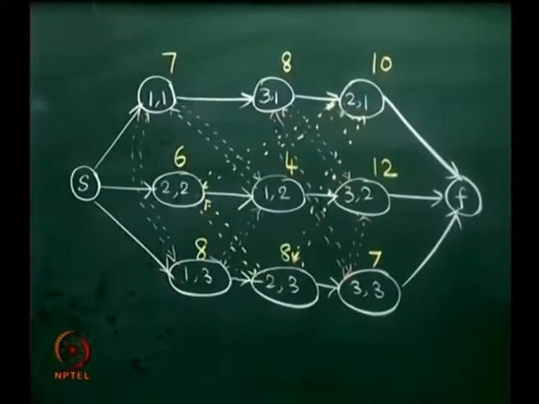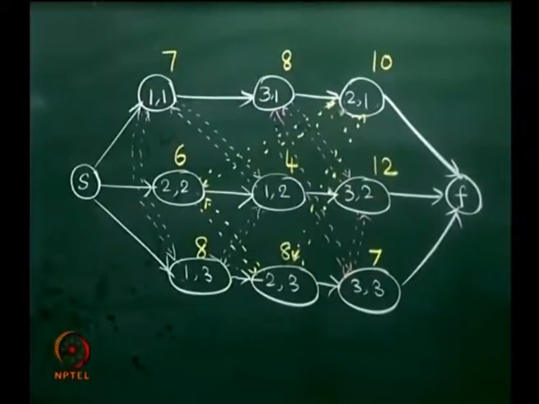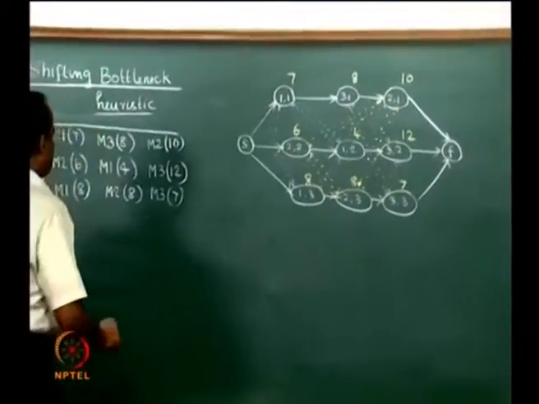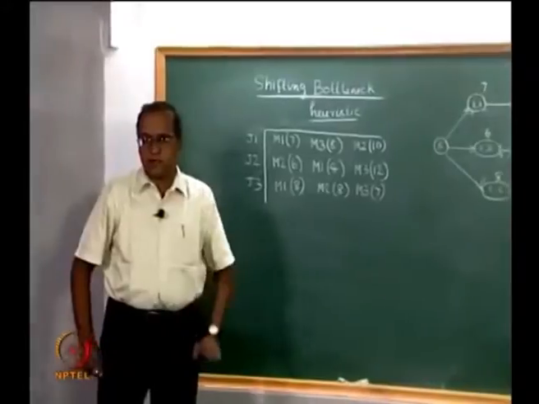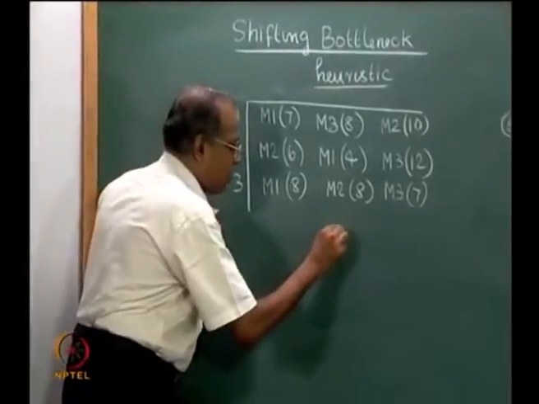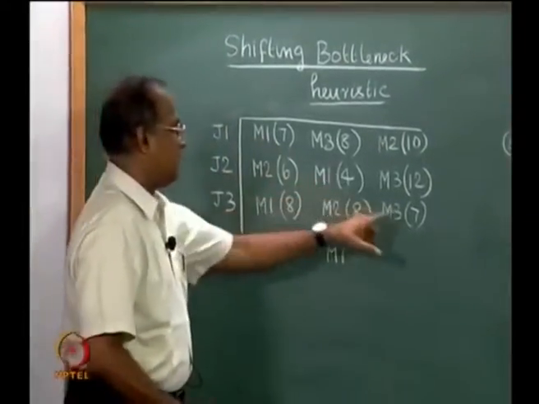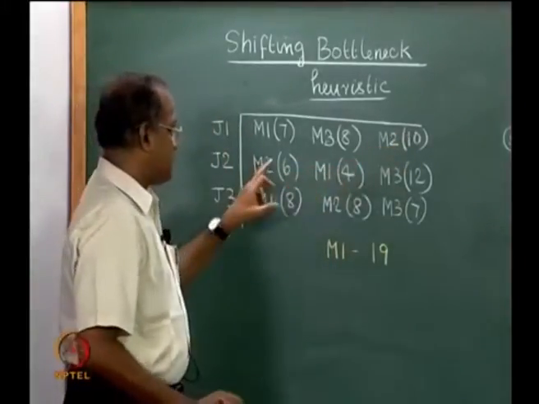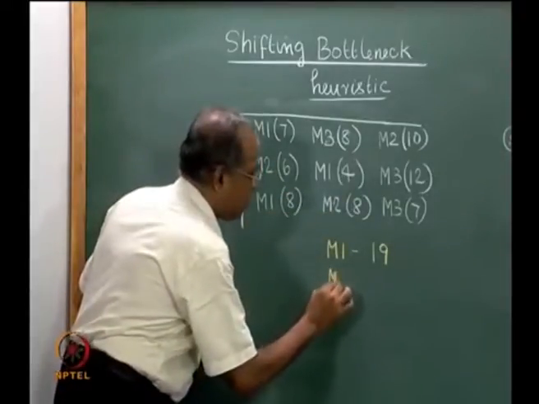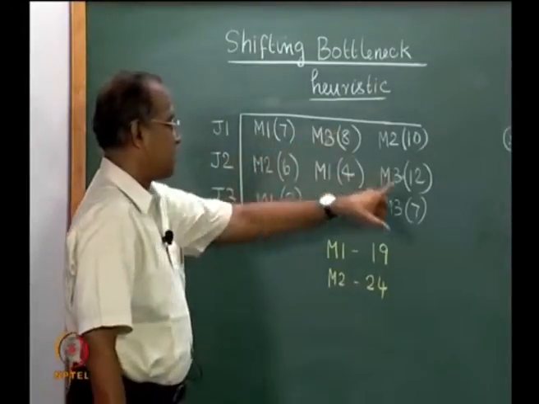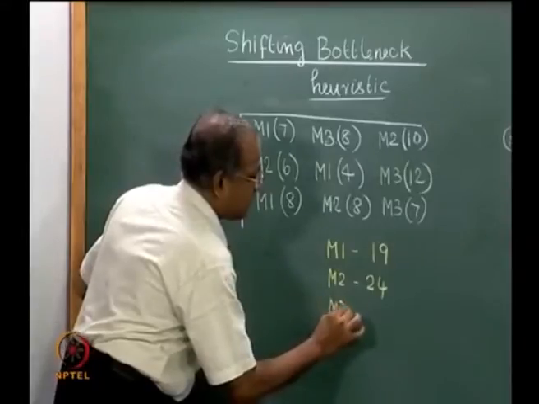So, we set out to do that, and then we also related this aspect to solving a 1 | rj | Lmax problem on the bottleneck machine. We also identified M3 as the first bottleneck machine by first calculating the loads on each of these machines. So, M1 has a load of 7 plus 4, 11, plus 8, 19, M2 has a load of 10 plus 6, 16, plus 8, 24, and M3 has a load of 8 plus 12, 20, plus 7, 27.